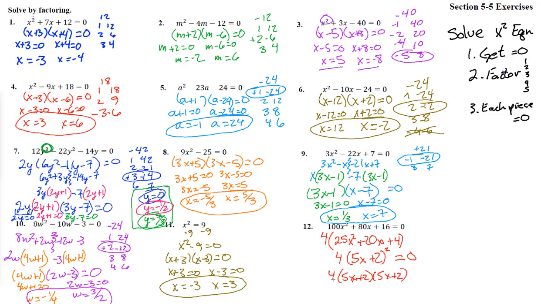Now, each piece equals 0. Well, here's a piece. 4 equals 0. That doesn't give us an answer. That doesn't even make any sense. So now we do 5x plus 2 equals 0. And that gives us subtract 2, and then divide by 5. And we get x equals a negative 2/5. And this one will just give us the same thing. So this guy happens, but he happens twice. So we still actually have 2 answers. They just happen to be the same number. Negative 2/5. Excellent.